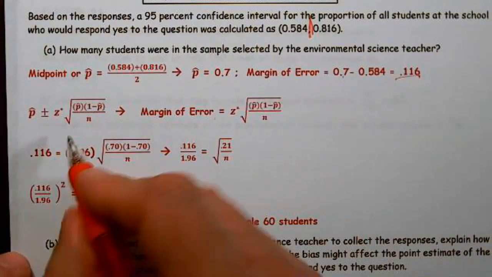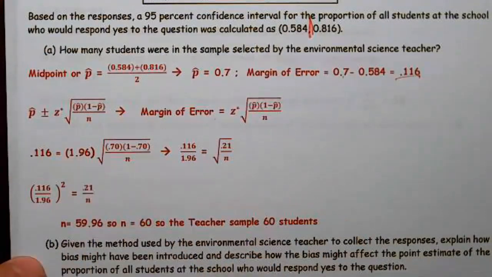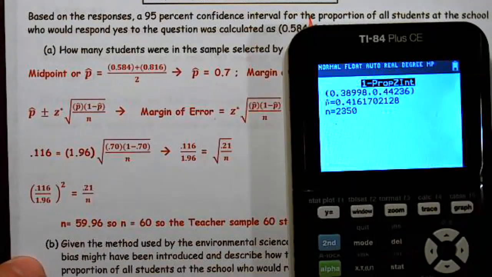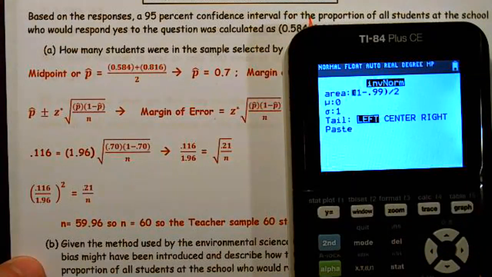And that equals, and then I need my z star, which is 1.96 because it's 95%. And we'll do that real quickly. Second vars, inverse norm.